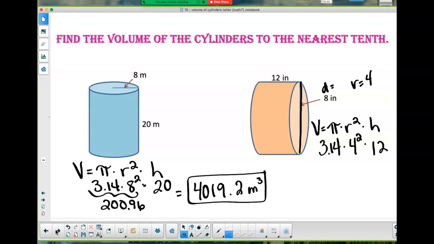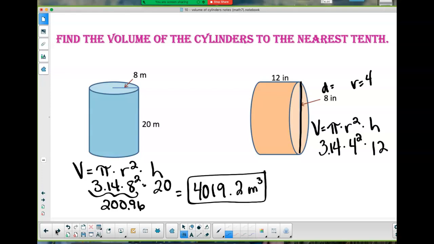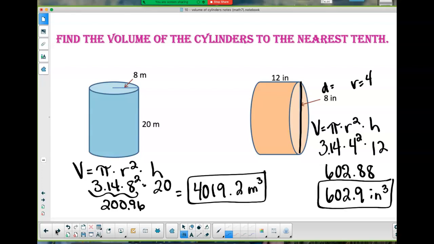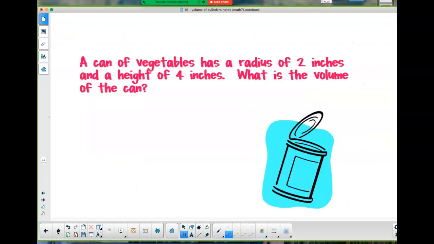We can do this all at once. 4 squared, 4 times 4 is 16, times 3.14 times 12. I got 602.88. If I'm rounding to the nearest tenth, 602.9 inches cubed. Alright, questions there? Okay, you try the next one on your own.